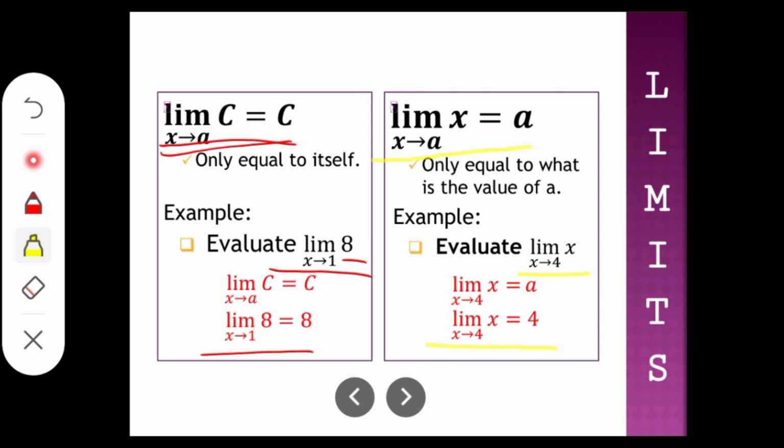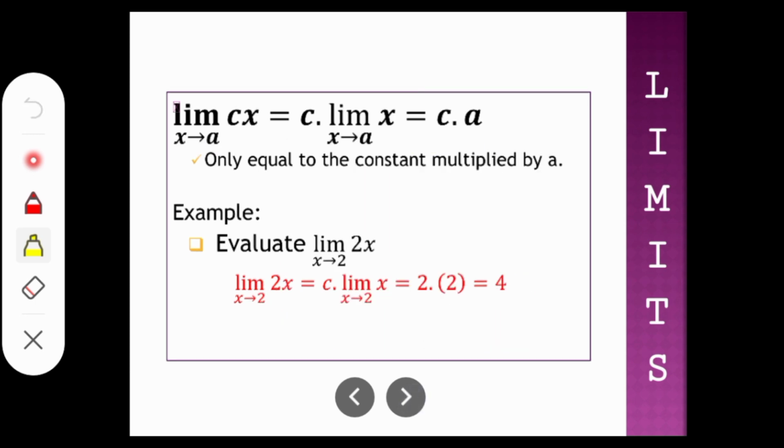The third property is the limit of c times x as x approaches a, where c is our constant. We can always factor out the constant outside of the limit and multiply it by the remaining f of x inside. So the limit of cx as x approaches a is equal to c times the limit of x as x approaches a, which is c times a. This is only equal to the constant multiplied by a.